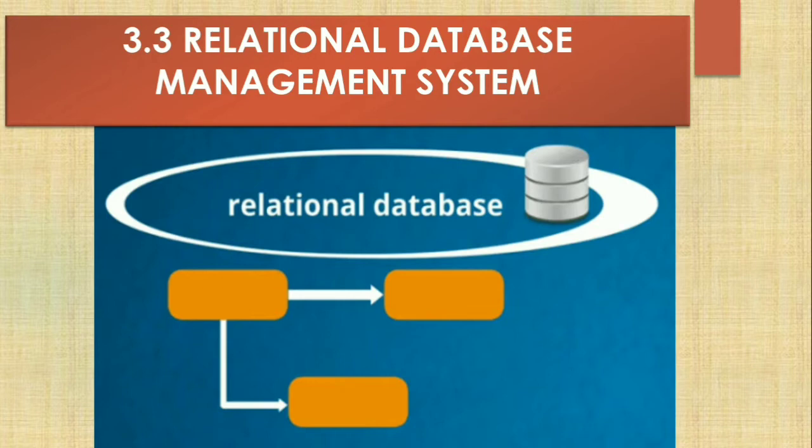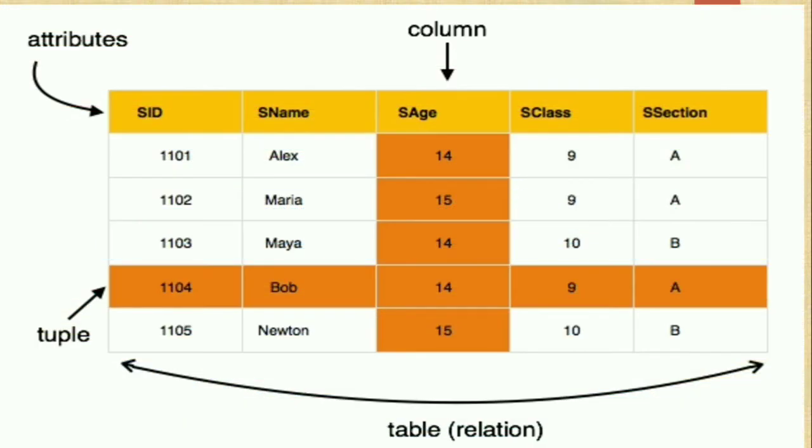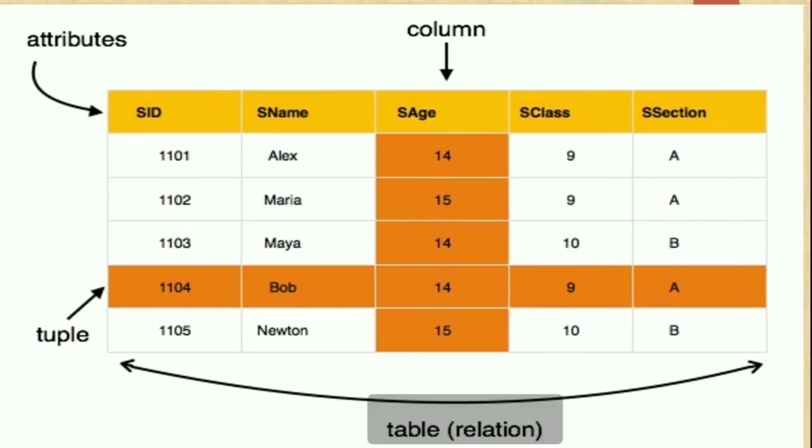Let's see how the table is created. Now look at the table. We have columns and we have rows. Every single column is termed as an attribute. Every single row is termed as a tuple and the entire table is termed as a relation. So this is all about the table. A table is defined as a collection of rows and columns. It is a very simple definition.